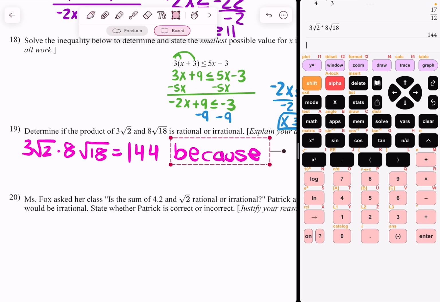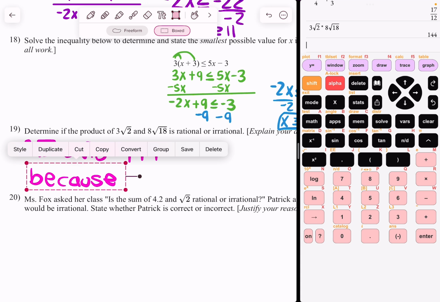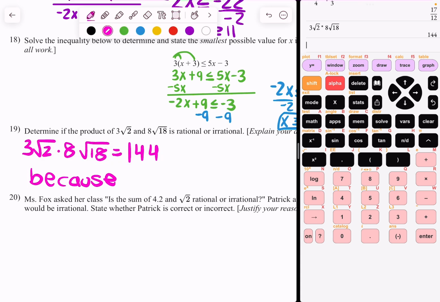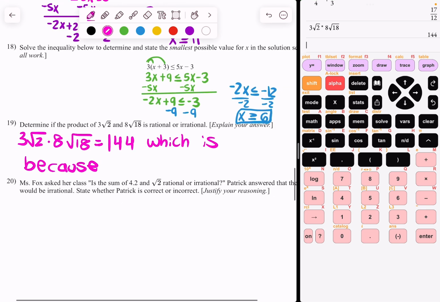All right, so when I multiplied these together, as you've seen me do in my calculator, I got 144, which is rational because it is a whole number, or you could say because it can be written as a fraction.